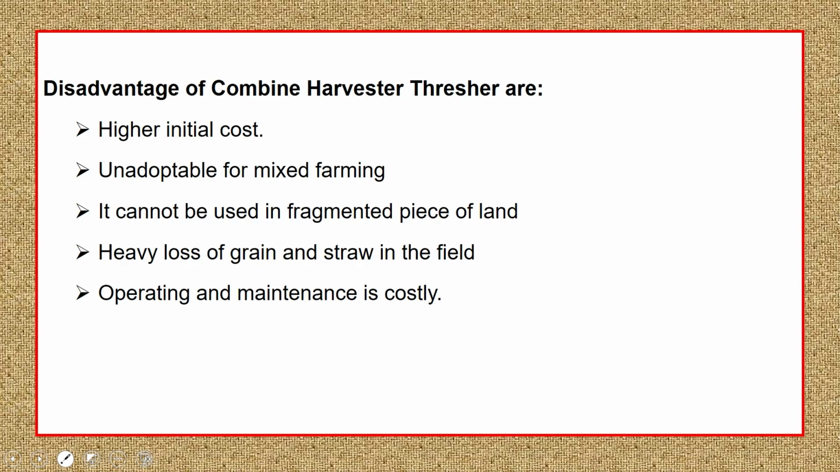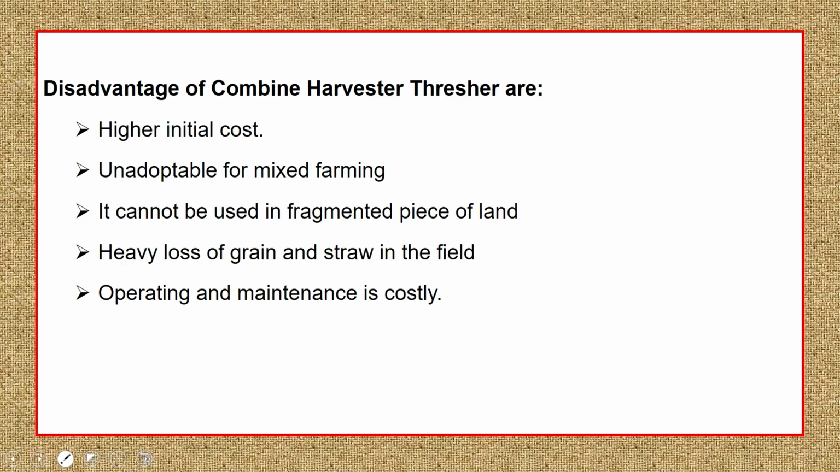So there are some disadvantages also with the combine harvester. One among them is the higher initial cost. The second one is that it is unadaptable to mixed farming. Of course, its cost is high. Each combine harvester will cost you about 20 to 25 lakhs, because they are self-propelled, they have their own power sources, and they can harvest more area per unit time.